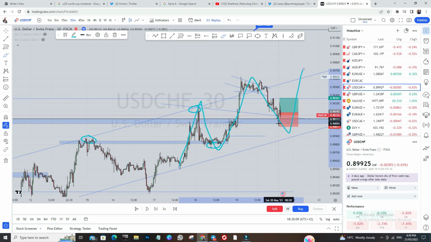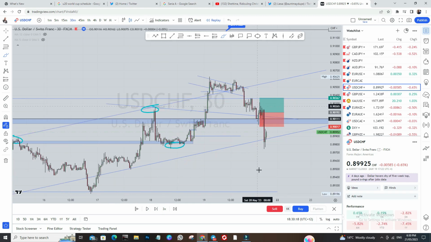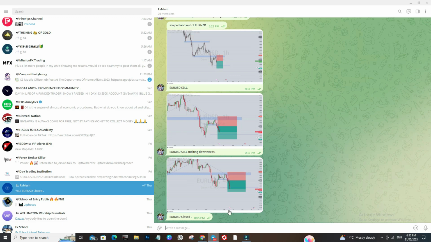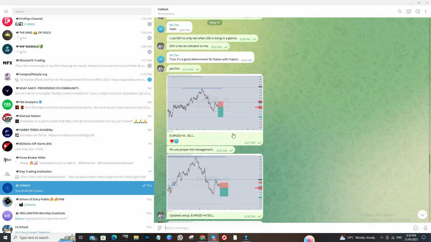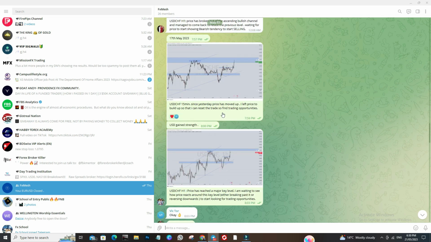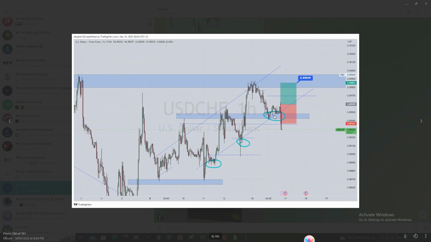Okay, so that's what I was thinking. But when price started to play, you see what happened: there was a spike to the downside, and that's how I ran into losses in USD CHF, which is here. I'll show you. That's USD CHF, and that's how I ran into losses. But that's a very good setup.